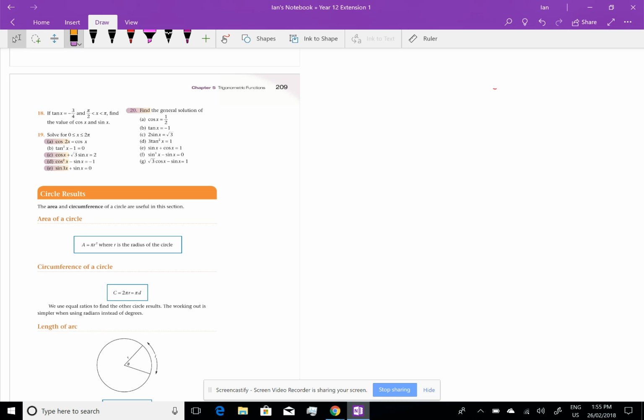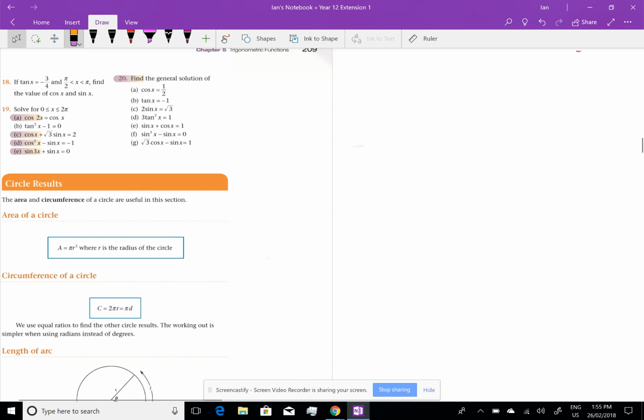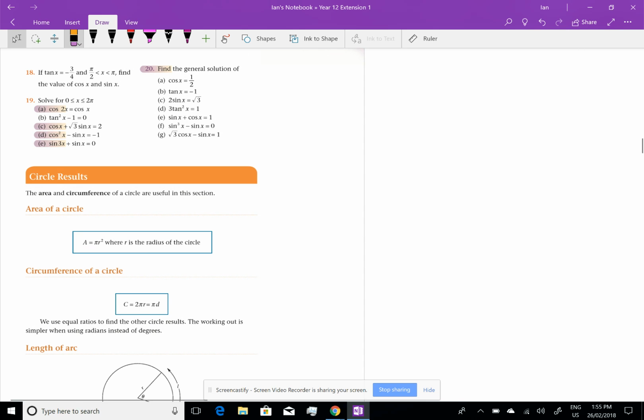Okay, Year 12, I'm going to go through some of the other questions from exercise 5.2. I'm going to very quickly do 19D and 19E. So 19D is pretty easy. 19D is cos squared x minus sine x equals -1.